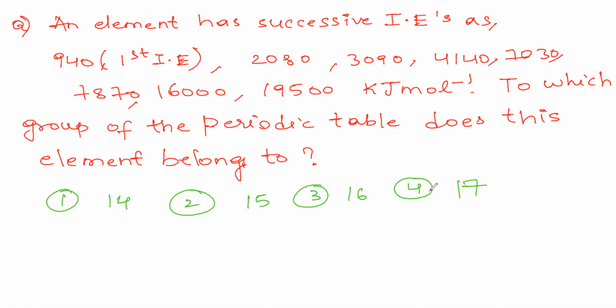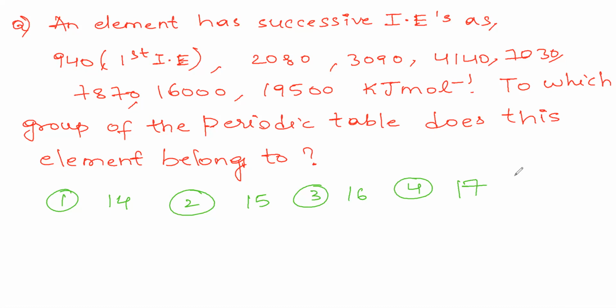So it is a very typical question. An element has successive ionization energies as 940 first ionization energy, second ionization energy is 2080, third is 3090, fourth is 4140, fifth is 7030, sixth is 7870, sixth is 16,000, and seventh is 19,500 kilojoules per mole. To which group of the periodic table does this element belong to?